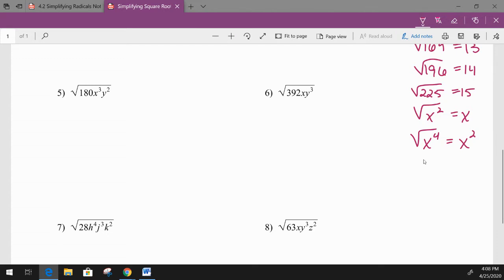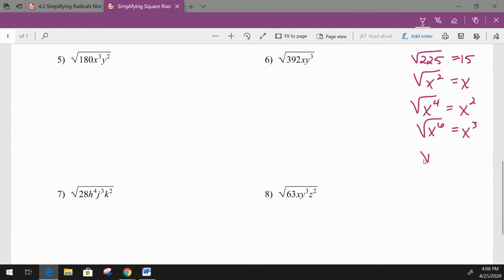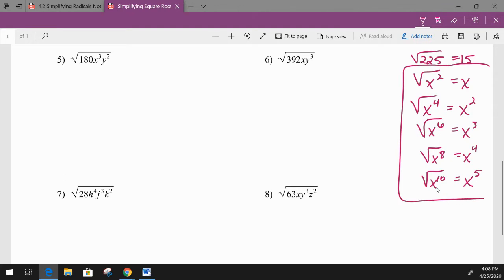The next perfect square would be x to the sixth power. The square root of x to the sixth power is x to the third power. The next perfect square would be x to the eighth. And when we take the square root of x to the eighth, we get x to the fourth. So we'll just do one more. This x to the 10th is a perfect square, and the square root of x to the 10th would equal x to the fifth. So that's a few examples of how it works with variables.